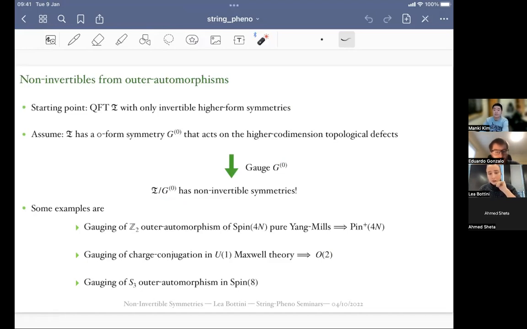Some examples are, for example, Z2 in Spin(4n) is a Z2 outer automorphism, and if you gauge it, you go to Pin+, and this will have non-invertible symmetries. Or charge conjugation in U(1) Maxwell theory: you go to O(2) gauge theory that has non-invertible symmetries. And with this construction, you can also do non-abelian examples. Spin(8) is kind of special and has a non-abelian outer automorphism group. If you gauge it, you can show that the resulting theory has non-invertible symmetries as well.